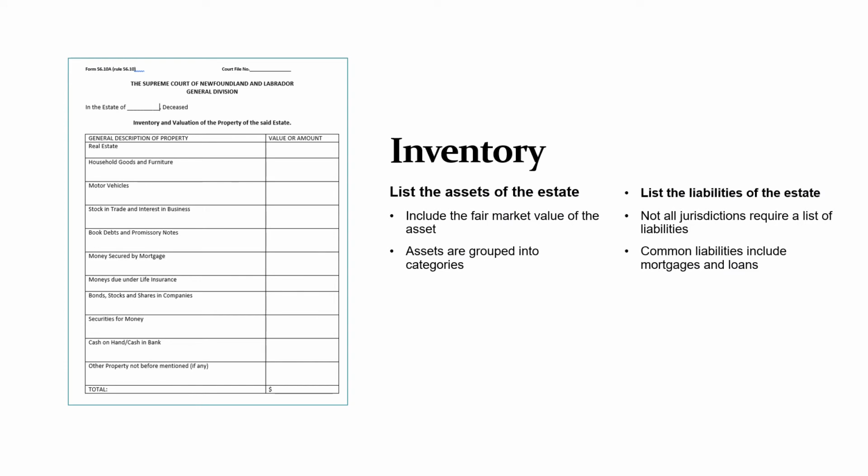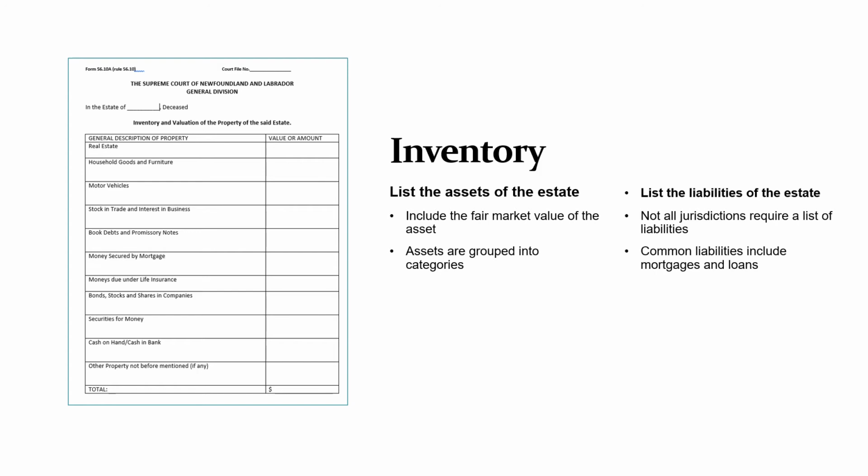The inventory is an important piece of the puzzle because it creates a court record of the assets that the executor is responsible for. This is also the amount the court uses to calculate the amount of the probate application fee. The fee is different in each province. The inventory is meant to be a snapshot of everything the deceased person owned at the time they passed away.